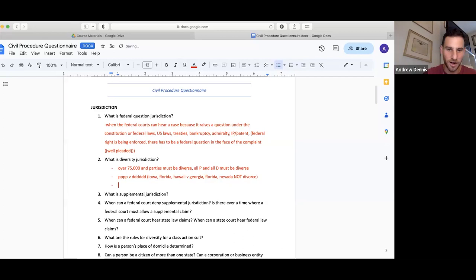All right, so we talked about diversity here. And what about removal based on diversity? Who can remove?